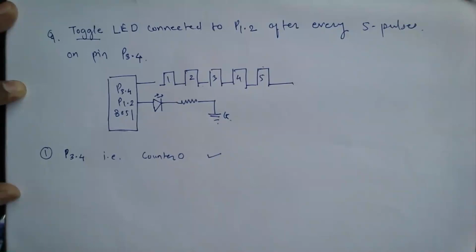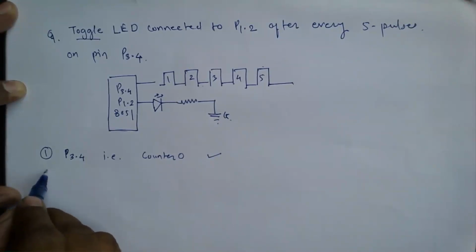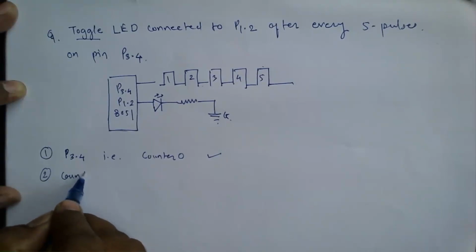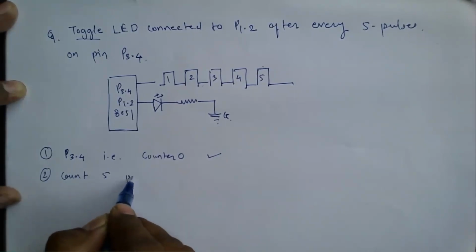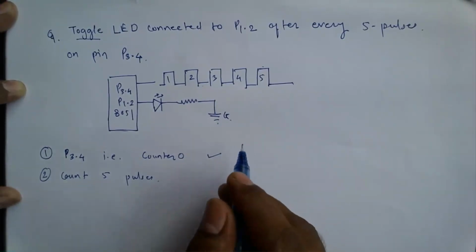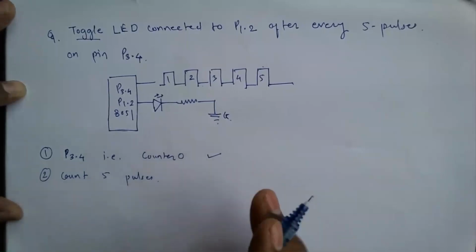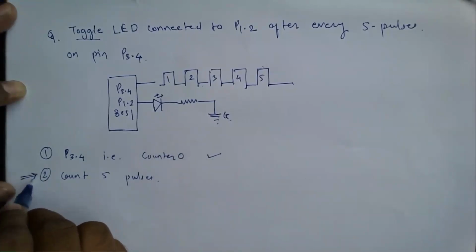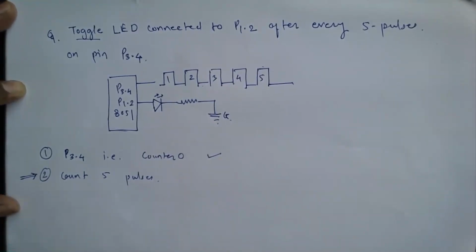We are using counter 0, right? So this is one thing. What is the second thing that we need to look at? How many pulses we want to count? We want to count 5 pulses, right? So let's first find out the value of TMOD. We will revisit this point again. ठीक है, इस second point को फिर से हम revisit करते हैं.